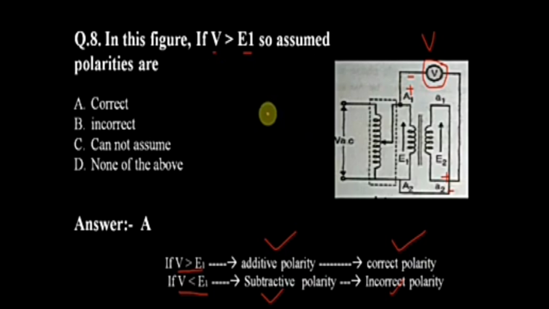See in the diagram, A1, E1 and the voltmeter and their polarities. So our answer is option A, correct. And V is greater than E1 for additive polarity and correct polarity.